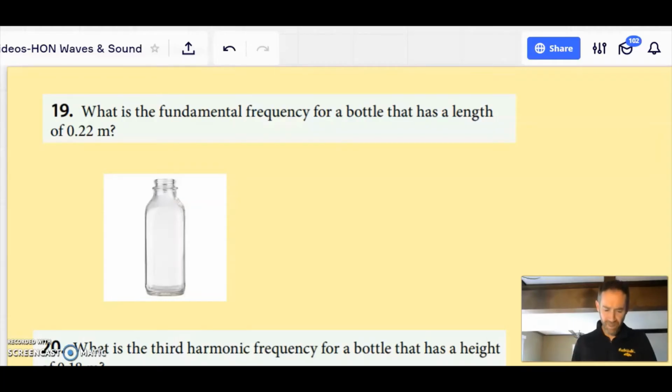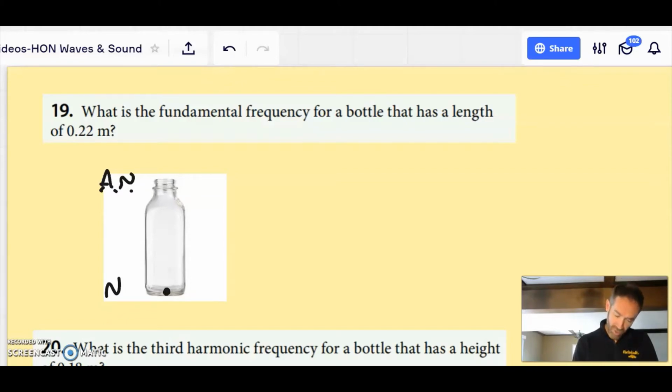Well, number 19, they want to know what the fundamental frequency is for a bottle that has a length of 0.22 meters, that is 22 centimeters. Since this is a bottle that's open at the top and closed at the bottom, we know that at the top we have to have an antinode, and at the bottom we have to have a node. That means that at the bottom, the pressure can't fluctuate really at all, versus at the top, it can fluctuate a lot.